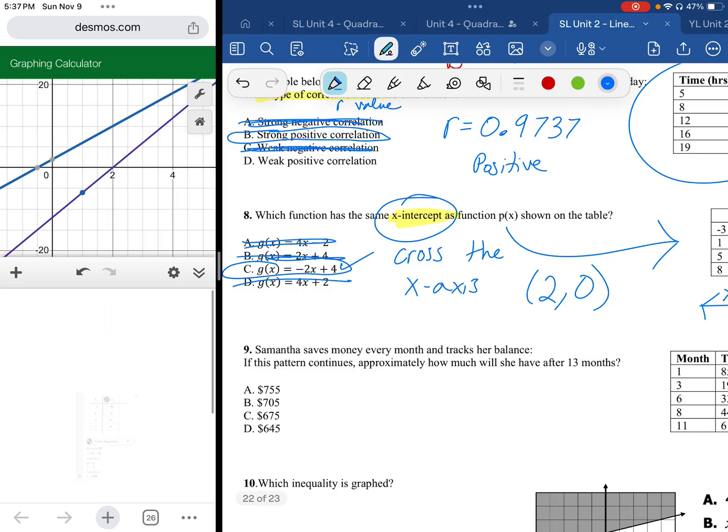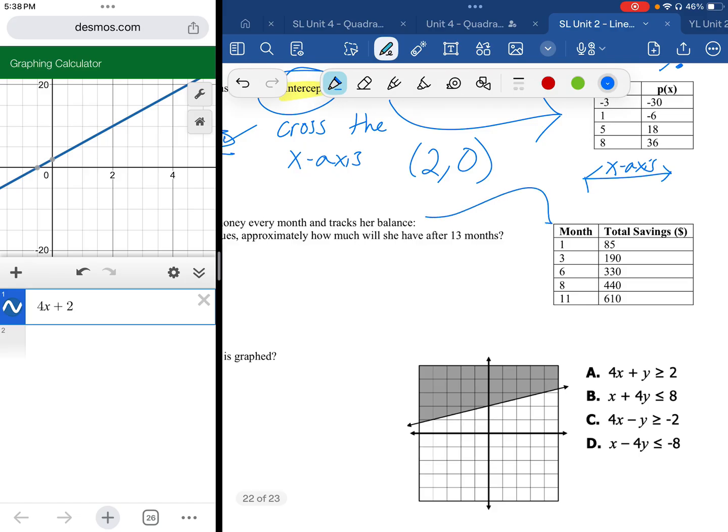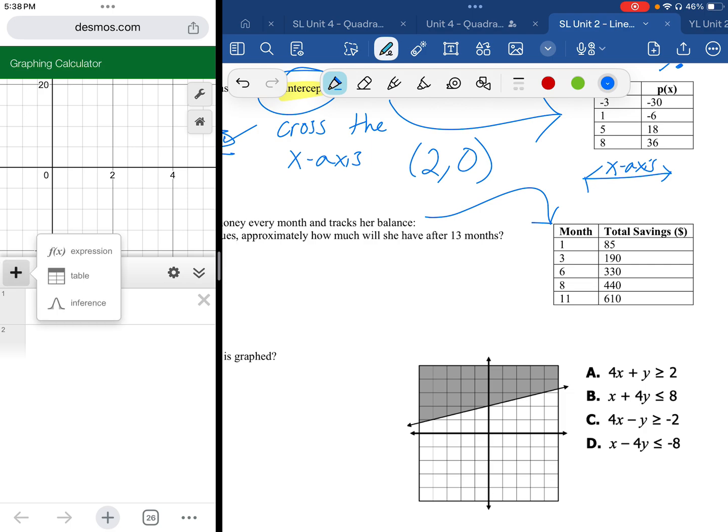Great. Two more and then we're done. Number 9 says Samantha saves money every month and tracks her balance. If this pattern continues, how much will she have after 13 months? So here's her table that goes along with what Samantha is doing. We have a table, and so when we have a table, that means Desmos.